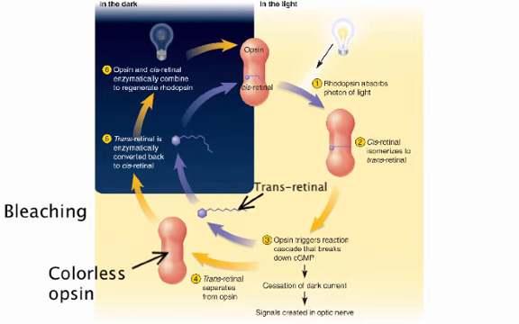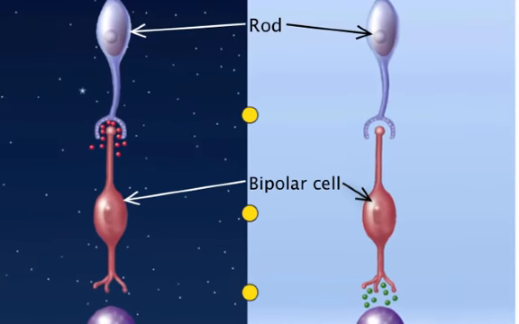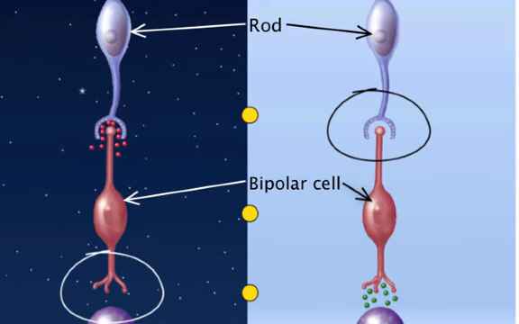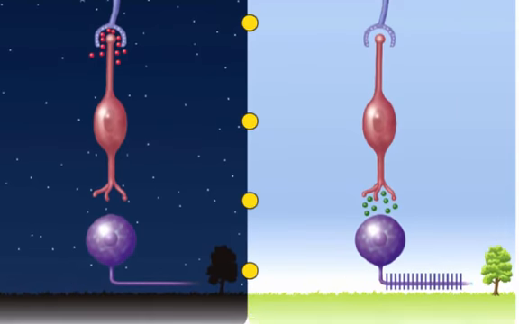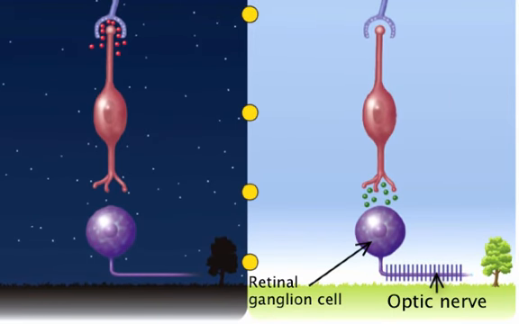The opsin triggers a reaction that causes the rod to stop secreting glutamate. Some bipolar cells are inhibited by glutamate, and they're excited when its secretion stops. These cells are therefore excited by rising light intensities. Other bipolar cells, however, are excited by glutamate, and therefore they respond when light intensity drops. When excited, these bipolar cells synapse with the retinal ganglion cells of the optic nerve, and they create a nerve signal that travels toward the central nervous system.